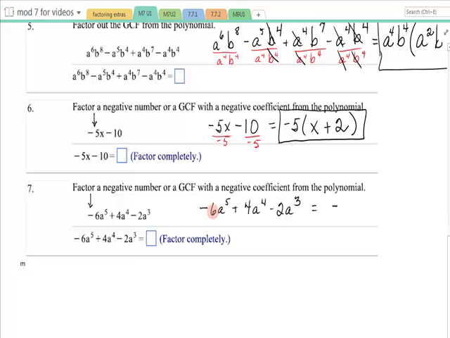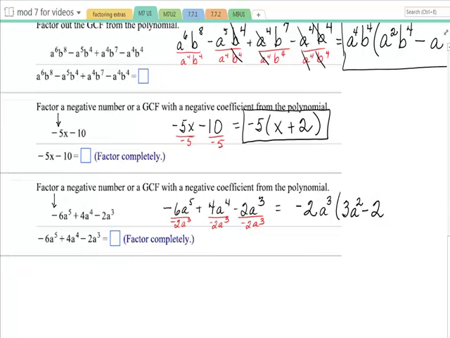All right, but 6, 4, and 2 are all divisible by 2. They all have a's. The low power is a to the third. So I'm going to divide each of these by -2a to the third. Negative divided by negative is positive. That's going to be positive 3. a to the 5 minus 3 is a squared, quotient rule. Positive 4 divided by -2 is -2.